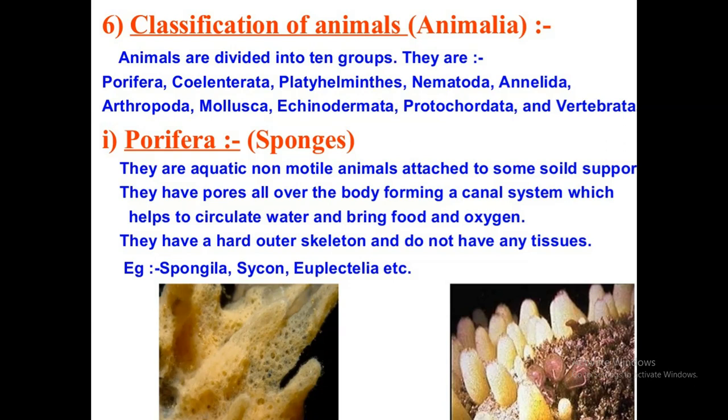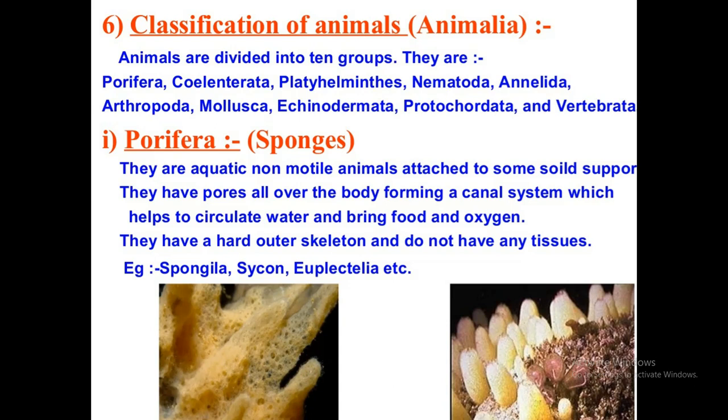So इनकी पूरी body में we can see there are some pores, and these pores are also responsible for taking in the water and utilizing whatever substance is present in the water. They utilize that, or जो भी things they have that are of no use for them, they excrete out through the pores. So this is how they survive. The outer body is made up of hard skeleton and tissues are completely absent in the case of porifera. So these are only cellular type of animals. Examples of this are Spongilla, Sycon and Euplectella.